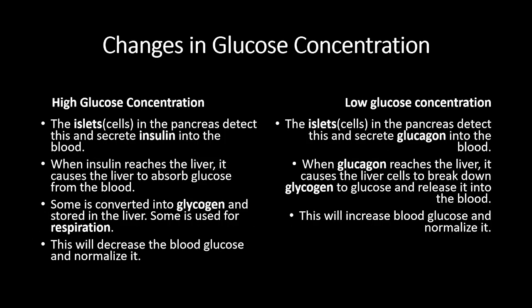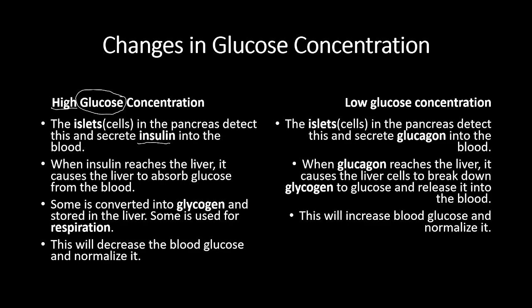Changes in the glucose concentration. Let's say I eat a lot of carbohydrates and they eventually break down to glucose. I have high glucose concentration now. What is going to happen? The islets will first detect the change in the pancreas and secrete insulin into the blood. Now, great, I have insulin in the blood. And how does insulin travel in the blood? It dissolves in the blood plasma, right? Make sure you know that.